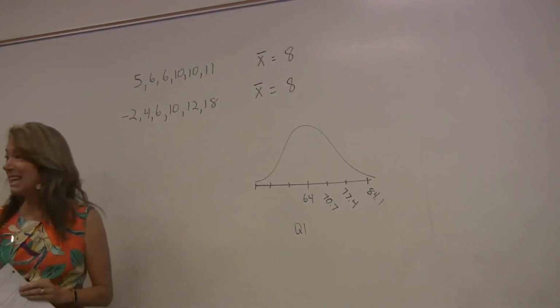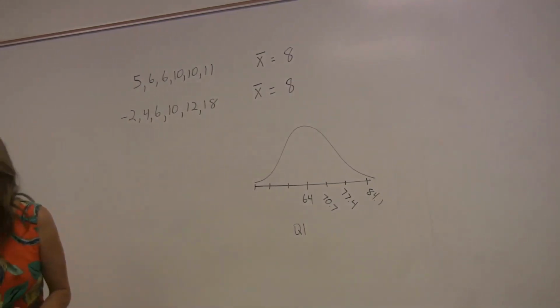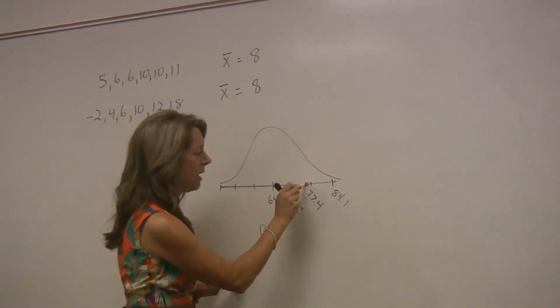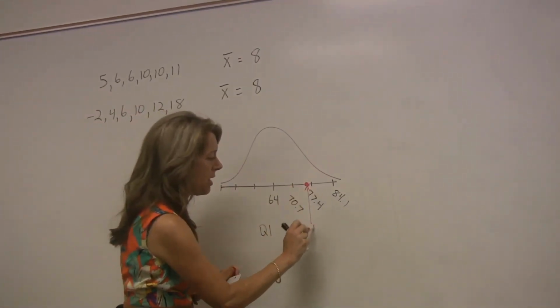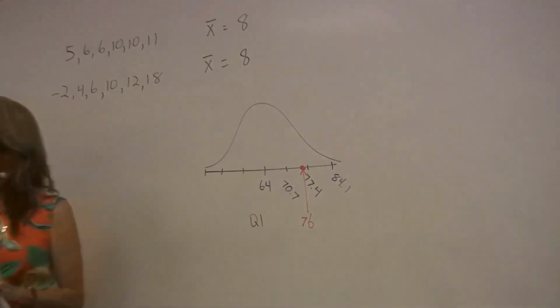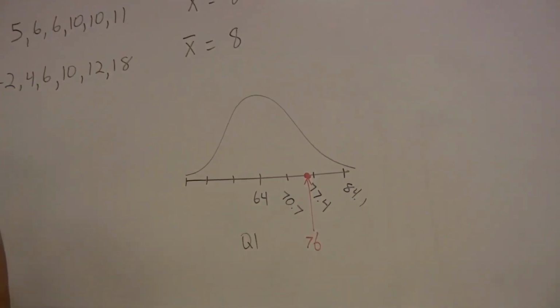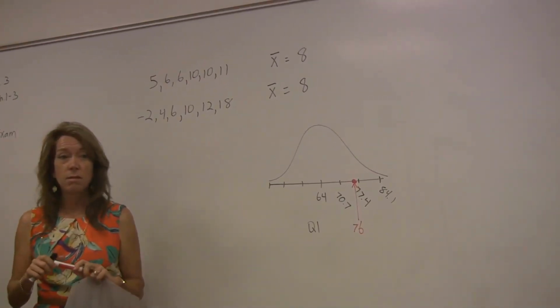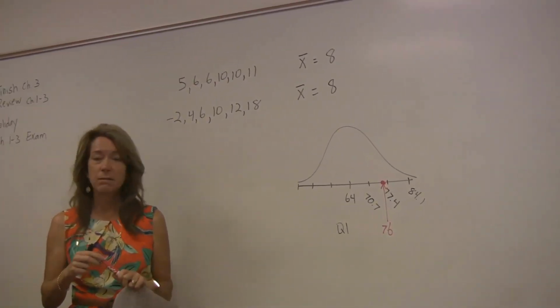76. I want to know where 76 is. Right, because 76 is the one that we're asked about. So 76 appears to be roughly right here. There's where that 76 is. Not quite 2 standard deviations above the mean. That's one of the questions they're asking about.